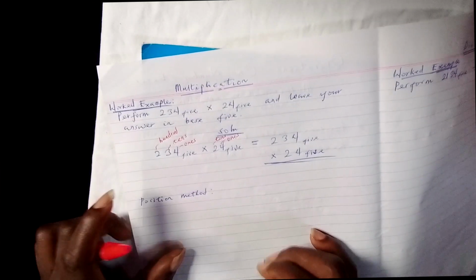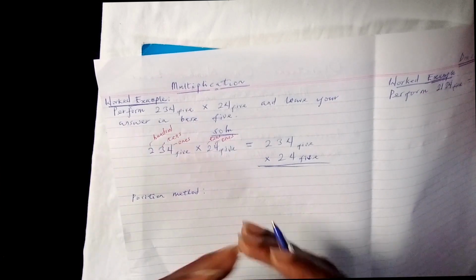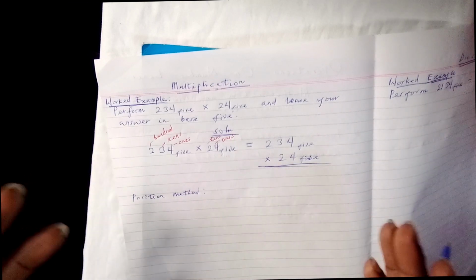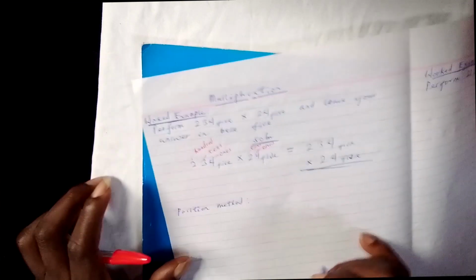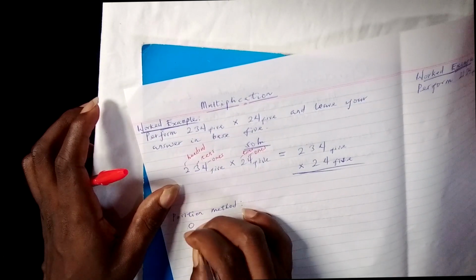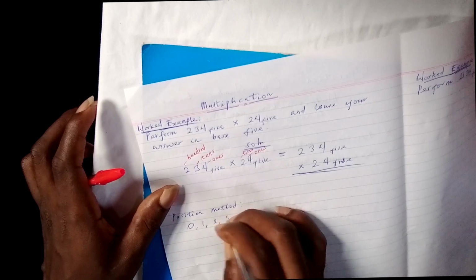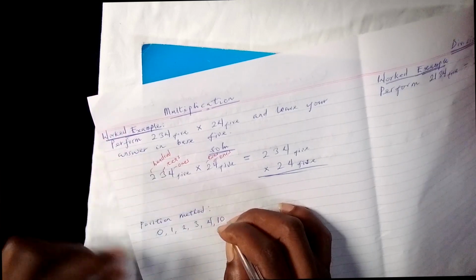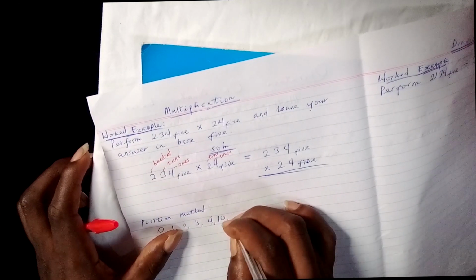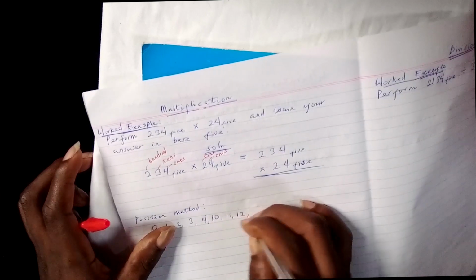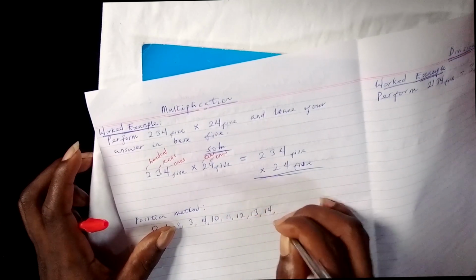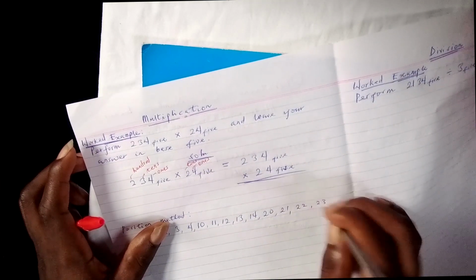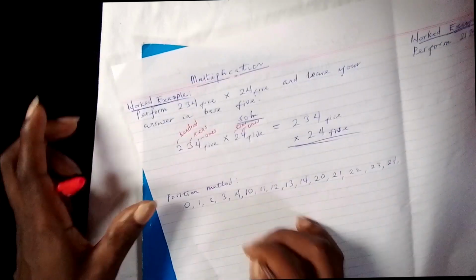what this position method means is that we are going to write base 5 numerals up to a number of decades we think of stopping. That is what I mean here. We're going to write base 5 numerals. So for base 5 numerals, we start with 0, 1, 2, 3, 4. For 5, it will be 10, because base 5 ends at 4. 11, 12, 13, 14. You go to 20, 21, 22, 23, 24.